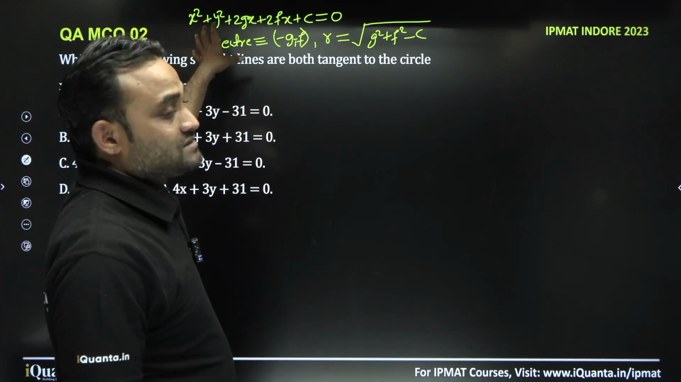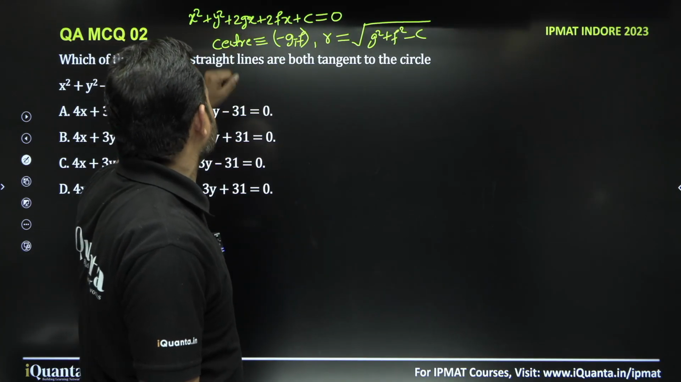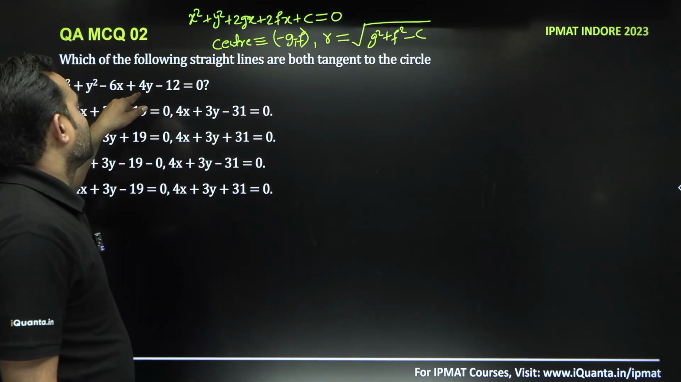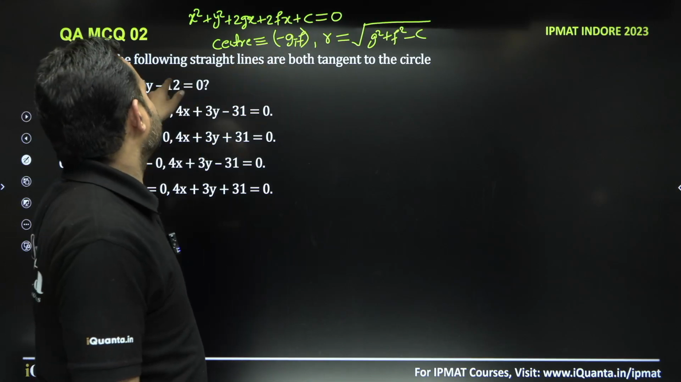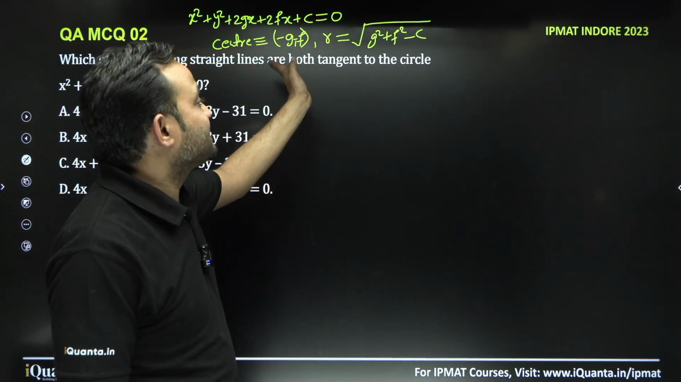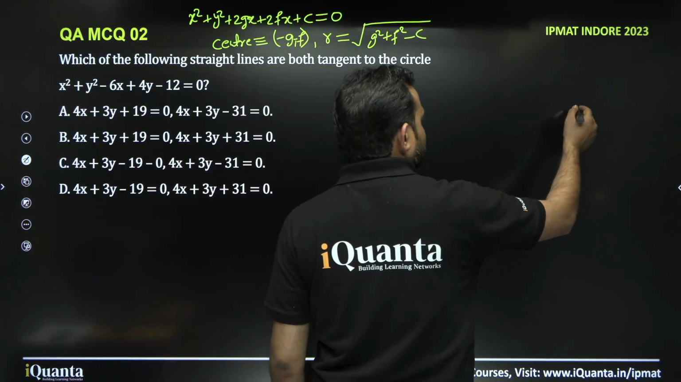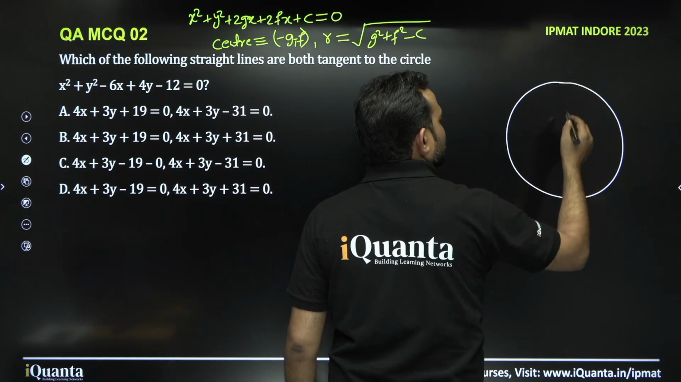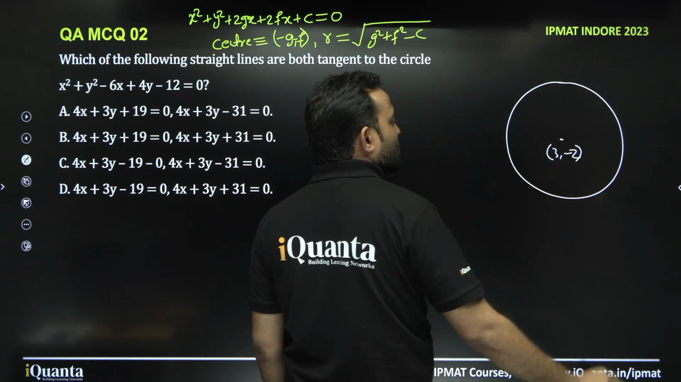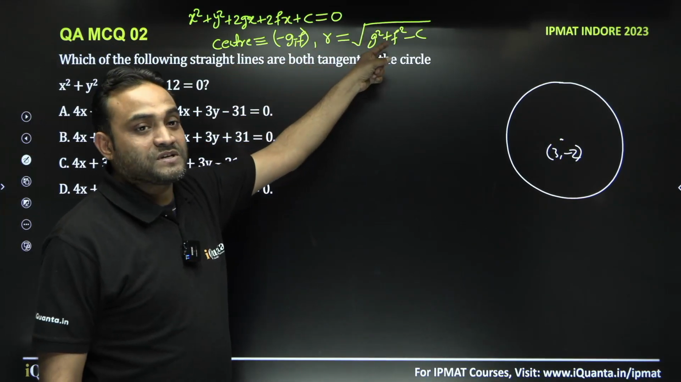So in this circle, g is minus 6, so the center x-coordinate will be 3, and f is 2, so the center y-coordinate will be minus 2. In that case, we have a circle like this, with center (3, minus 2). What will be the radius? It is the square root of g square plus f square minus c.